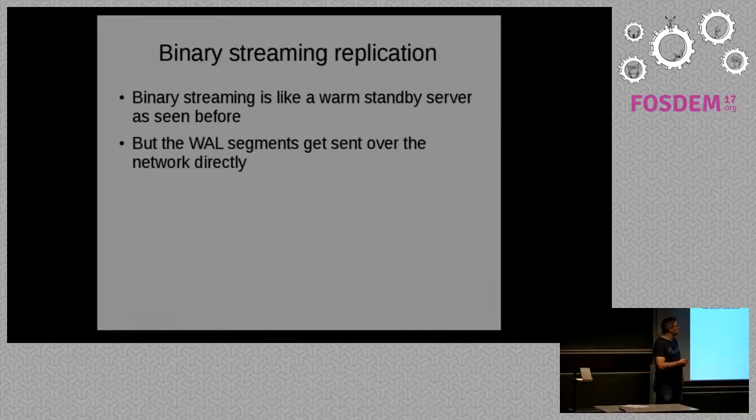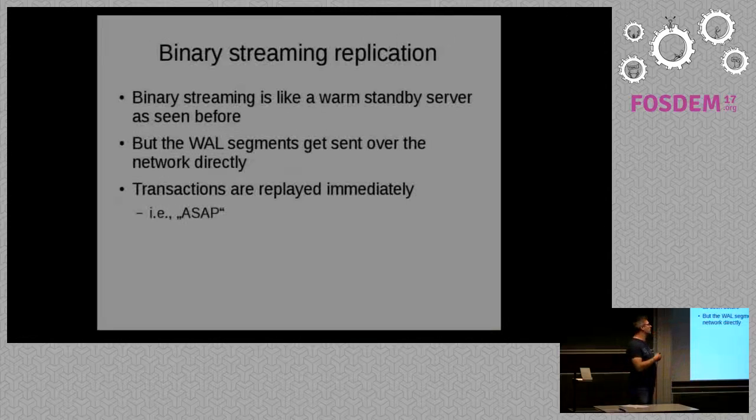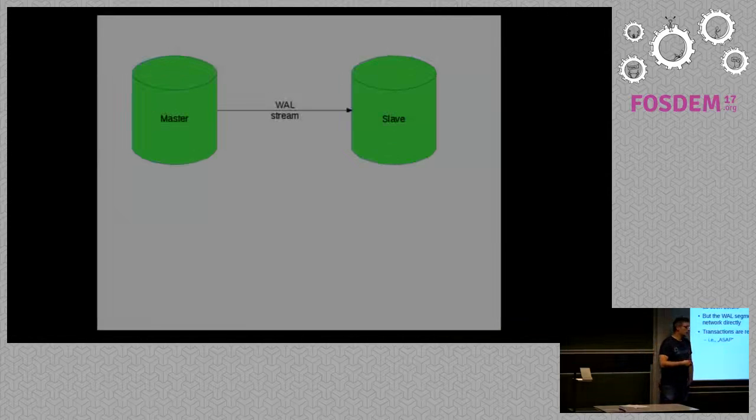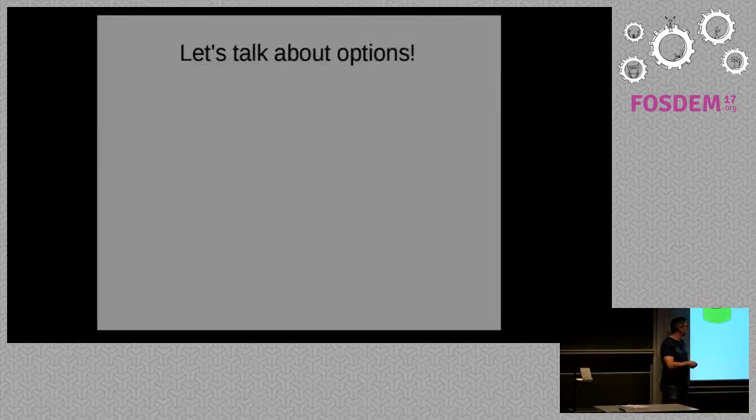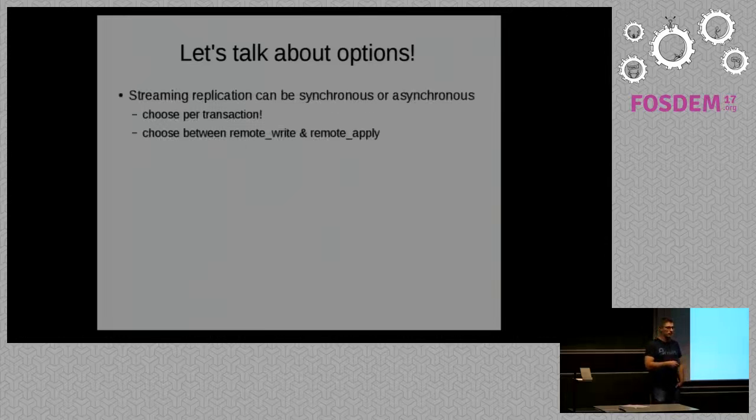So the WAL segments are actually not the WAL segments. Everything that is written to the WAL gets sent over the network straight away. The transactions that you have in your WAL stream will be replayed immediately. That means ASAP. It can fall behind. So you skip all this way down here. You have a direct connection. Vastly simplified again, of course. But you have some options there.